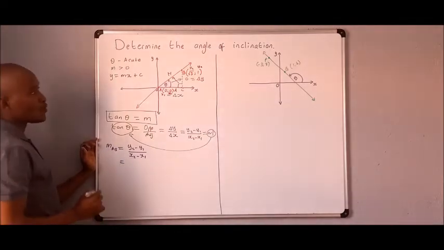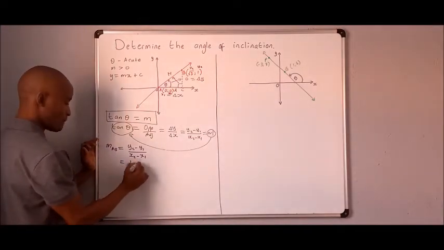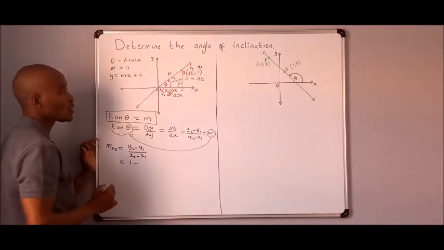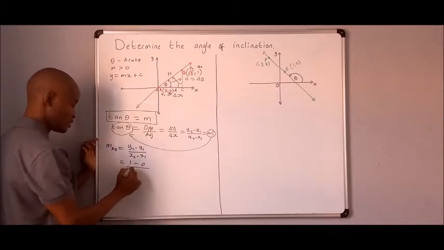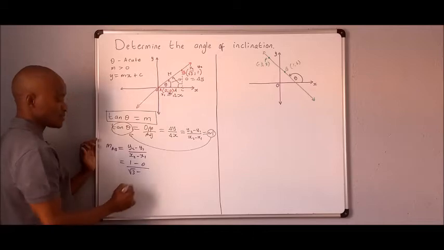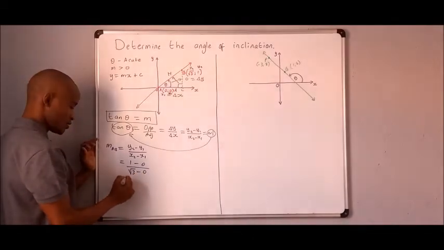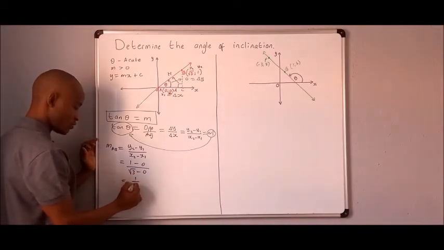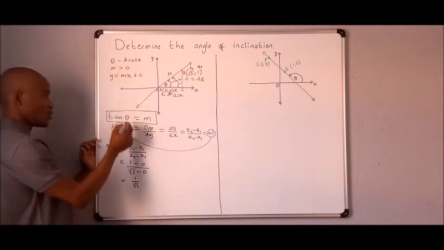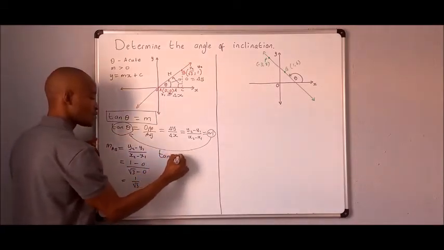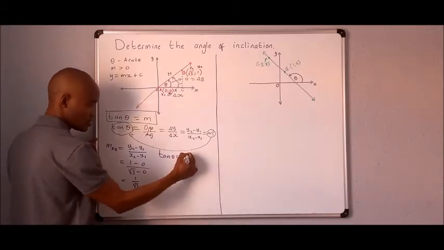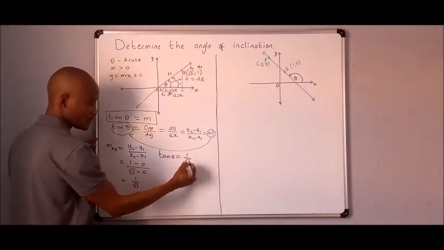Okay, so y2, it's 1 minus, what is y1? 0. x2 is root 3 minus 0. So this becomes 1 over root 3. We want the angle now. We know that tan theta is equal to the gradient. What is the gradient? 1 over root 3.